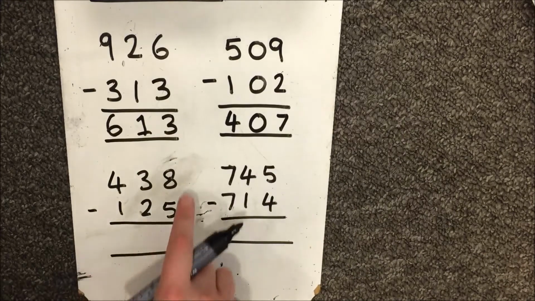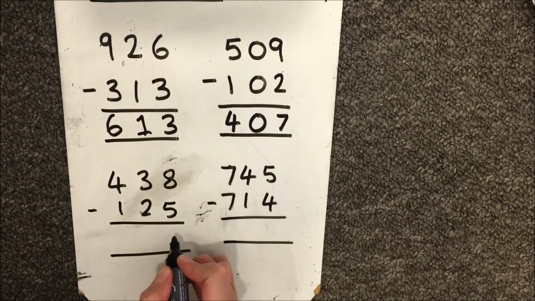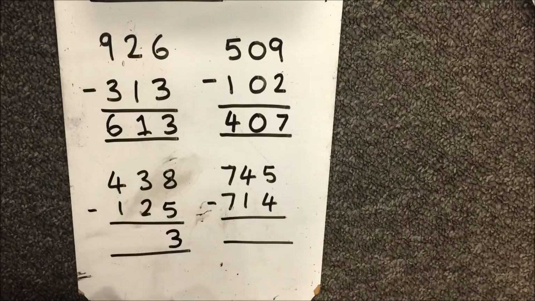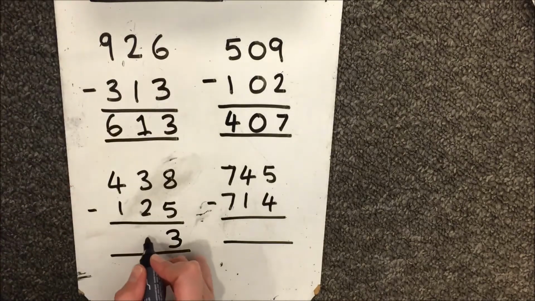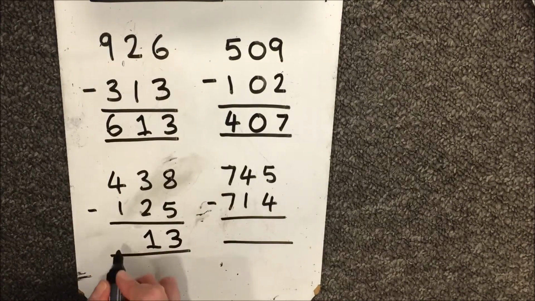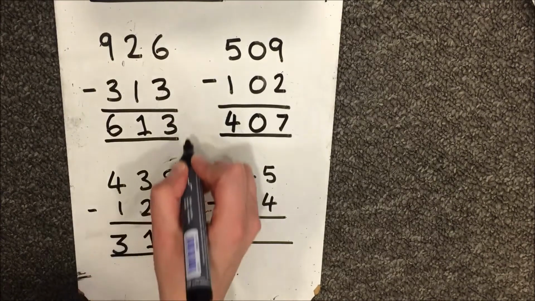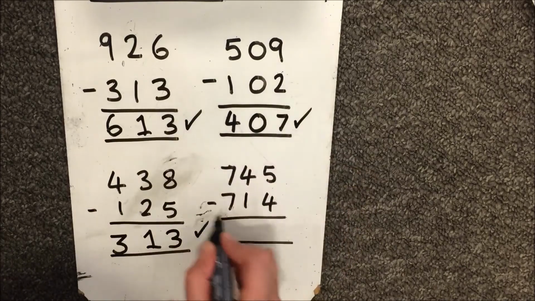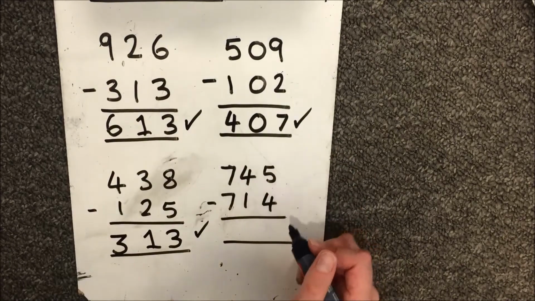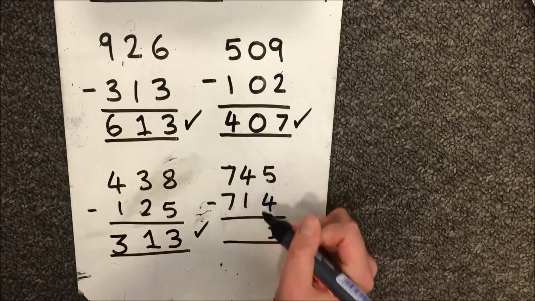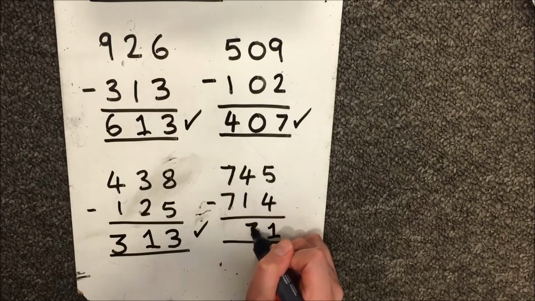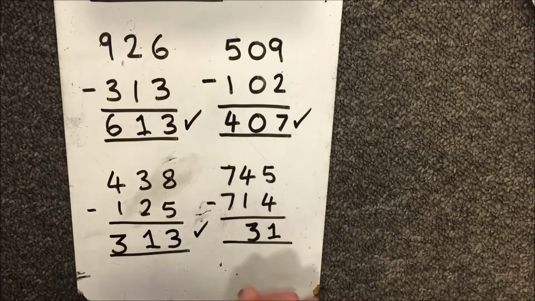Let's move on to our next one. 8 take away 5 is 3. 3 tens, take away 2 tens is 110. 400 take away 100 is 300. Give yourself a tick, by the way, if you're getting these. Let's do the next one. 5 take away 4 is 1. 4 tens take away 110. 3 tens. Oh, this is tricky.